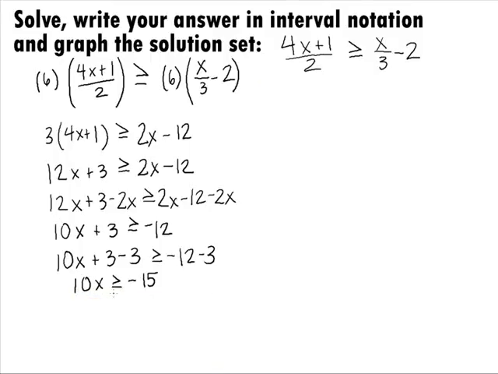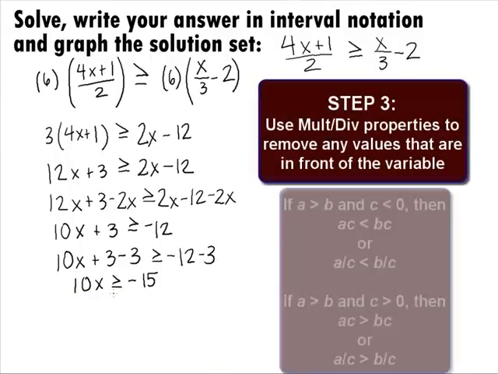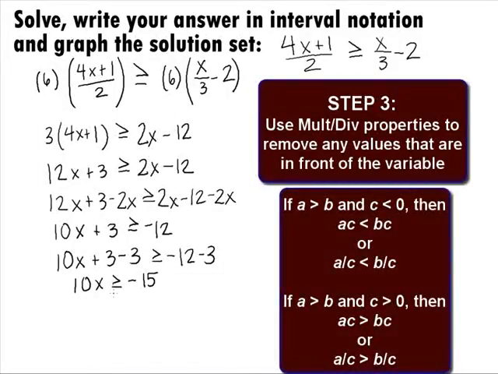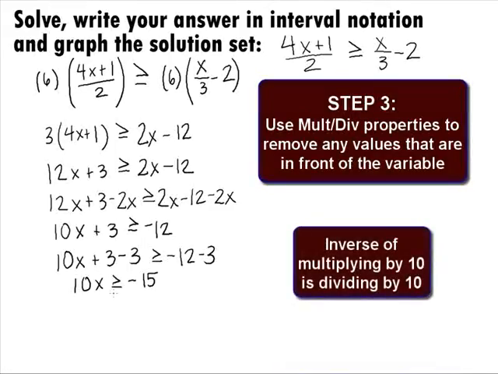In step 3, we want to use the multiplication or division property for inequality. A reminder that if we are multiplying or dividing both sides of the inequality by a negative number, the inequality needs to change. If we are multiplying or dividing both sides by a positive value, the inequality stays the same. The inverse of multiplying by 10 is to divide both sides by 10. So we will get 10x over 10. And since we are dividing both sides by a positive number, we get the same inequality of greater than or equal to -15/10, which simplifies to be x is greater than or equal to -3/2.